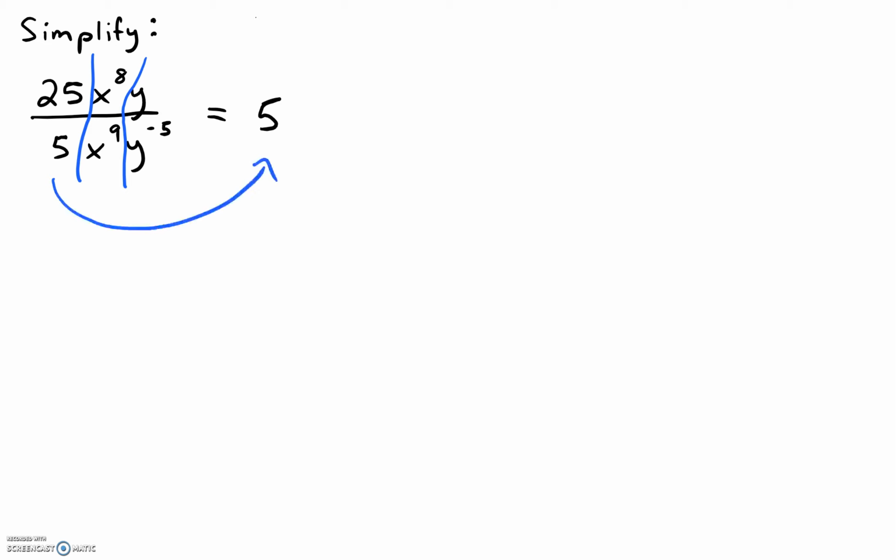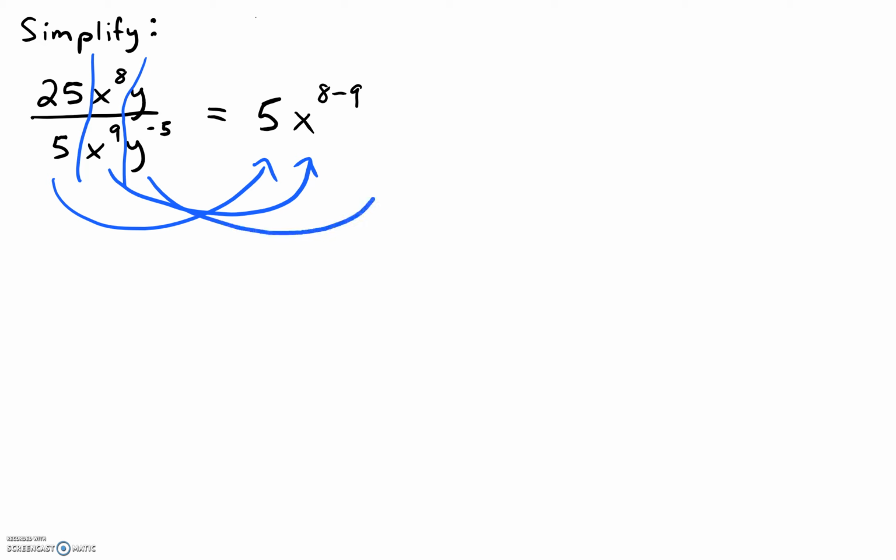The second little compartment, we have x to the 8 over x to the 9. And we can rewrite that as one base, since we have the same base, as x to the 8 minus 9. Because remember, if you have the same base on top and on bottom, you can subtract the exponents. So there's our second compartment.